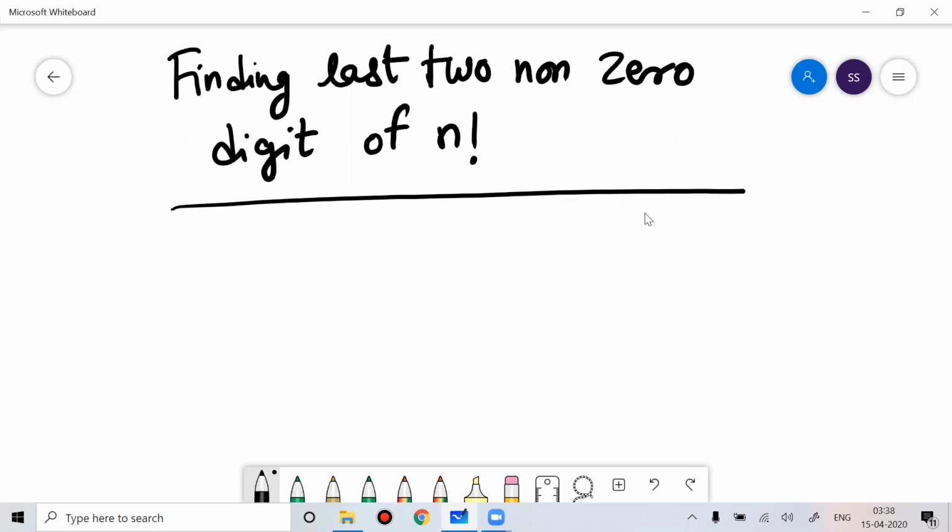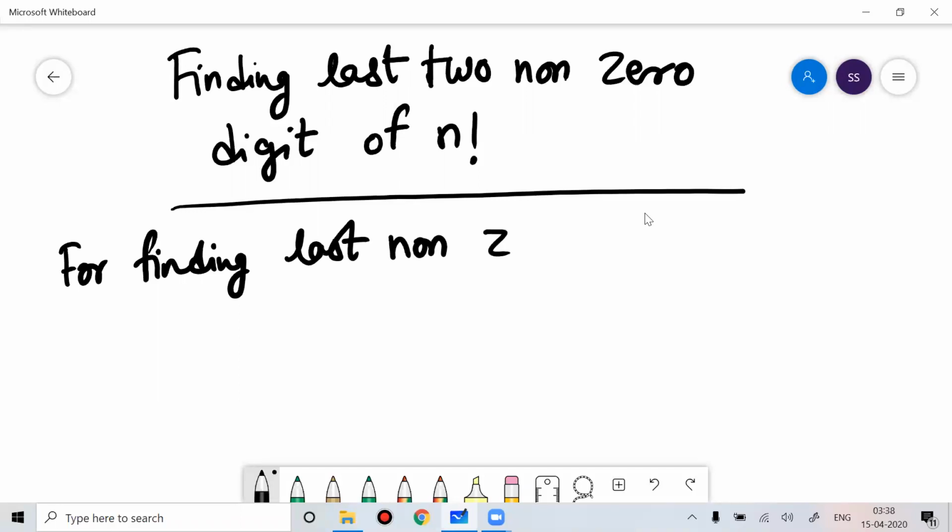Guys, in this session on number system, I'll teach you how you can find the last two non-zero digits of n factorial. I believe more or less you know how to find the last non-zero digit of n factorial.